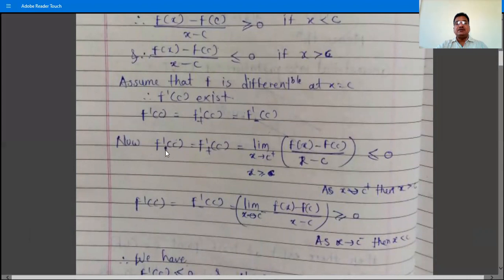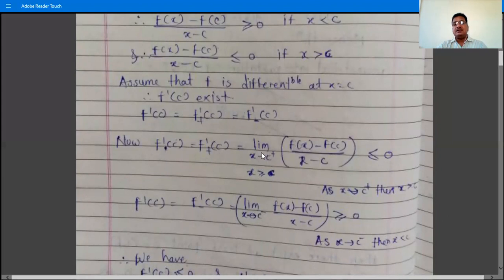And what is f dash c? Now f dash c is equal to f dash c plus, taking f dash c as f dash c plus. And f dash c plus is what? Limit x tends to c plus of f of x minus f of c divided by x minus c. This is the right hand derivative.